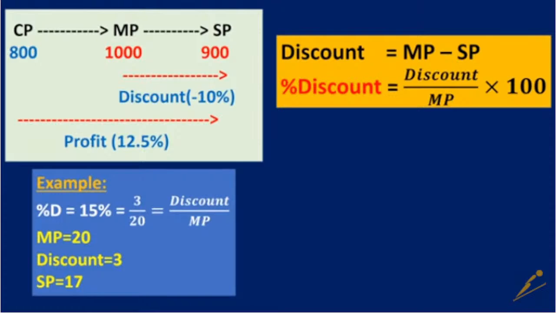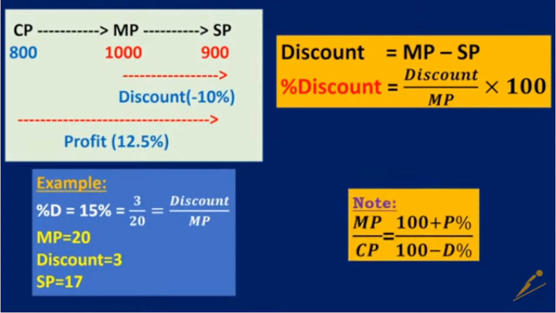It should be noted that the equation is a mathematical expression that calculates the marked price to cost price ratio, where the marked price is 100 plus the profit percentage and the cost price is 100 minus the discount percentage. This expression shows that the ratio of marked price to cost price is equal to the ratio of 100 plus profit percent to 100 minus discount percent.